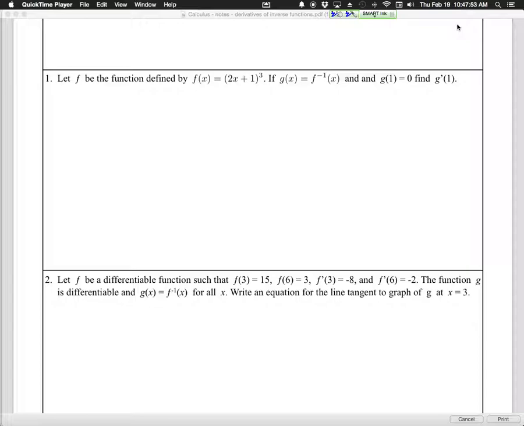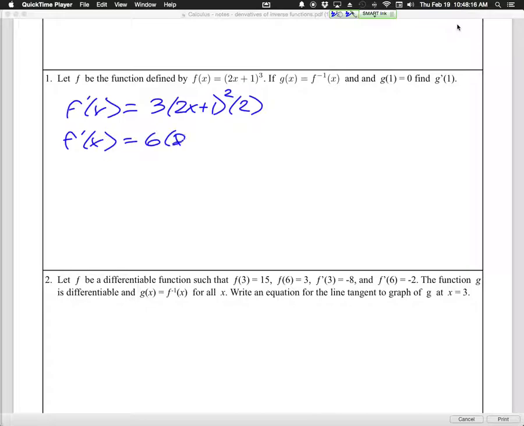Also, you just plug in 0 to f prime. Plug in 0 to f prime and flip it. So what do we want to find first? The derivative. We want to find f prime. So f prime would be 3 times (2x plus 1) squared times 2. So f prime is 6 times (2x plus 1) squared.